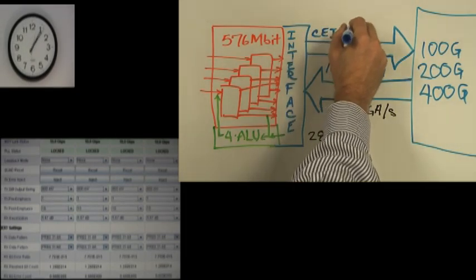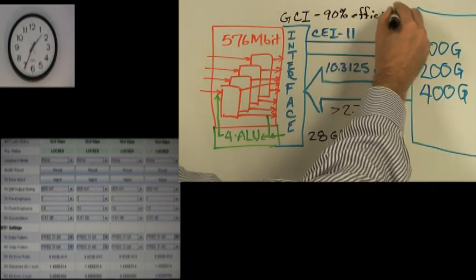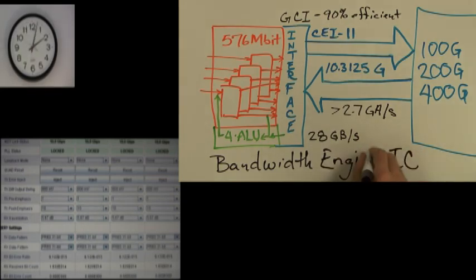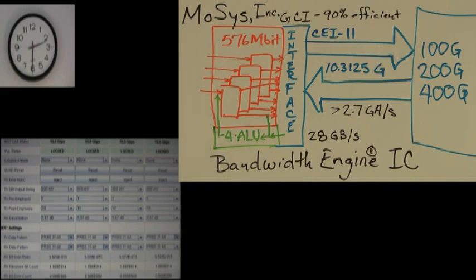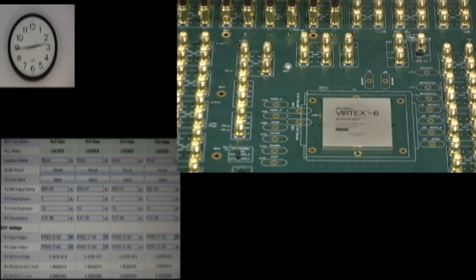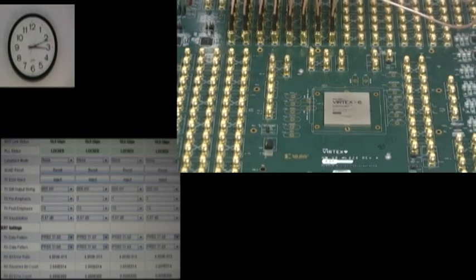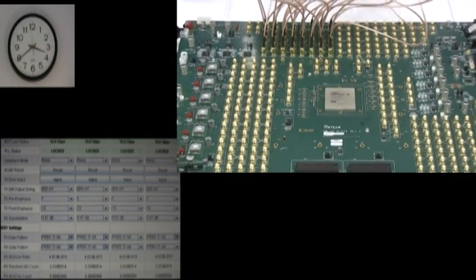Bandwidth Engine was designed to be interoperable with CEI-11 high-speed SerDes and uses a 90% efficient gigachip interface, or GCI, transport protocol. Xilinx is renowned as a world-leading provider of high-performance FPGAs commonly used in networking applications, which are complementary with the capabilities of the Bandwidth Engine.